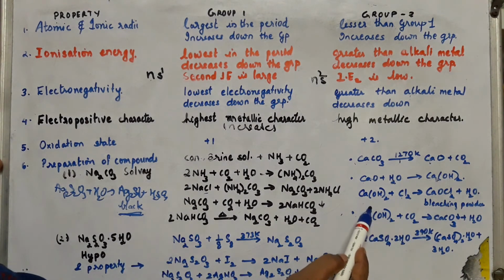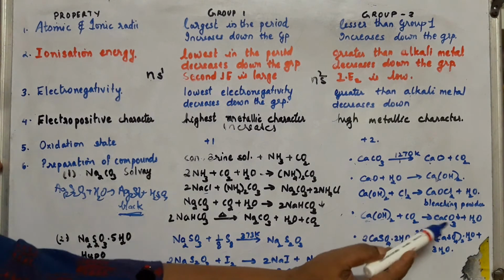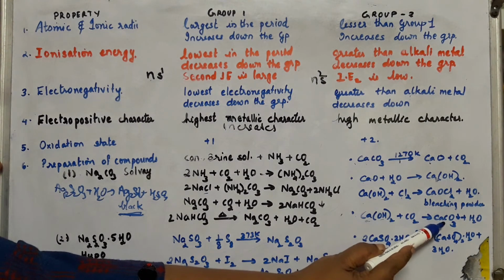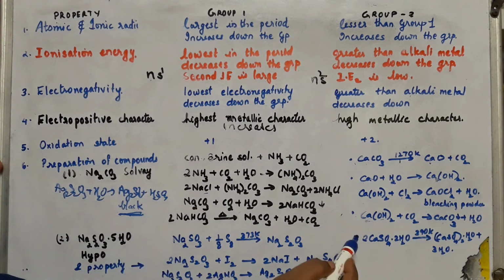When carbon dioxide is bubbled through calcium hydroxide solution, called lime water, you will get calcium carbonate precipitated, which can be filtered and taken out. So this is how calcium carbonate is prepared.